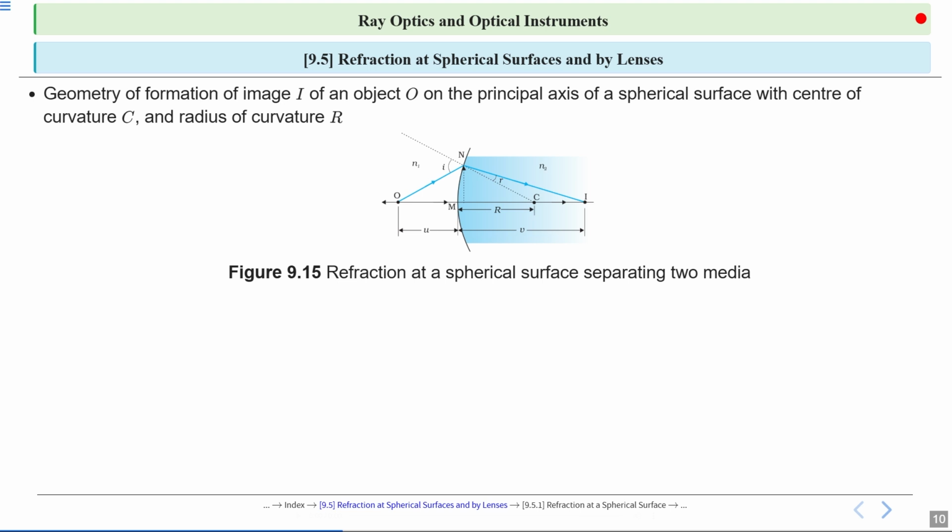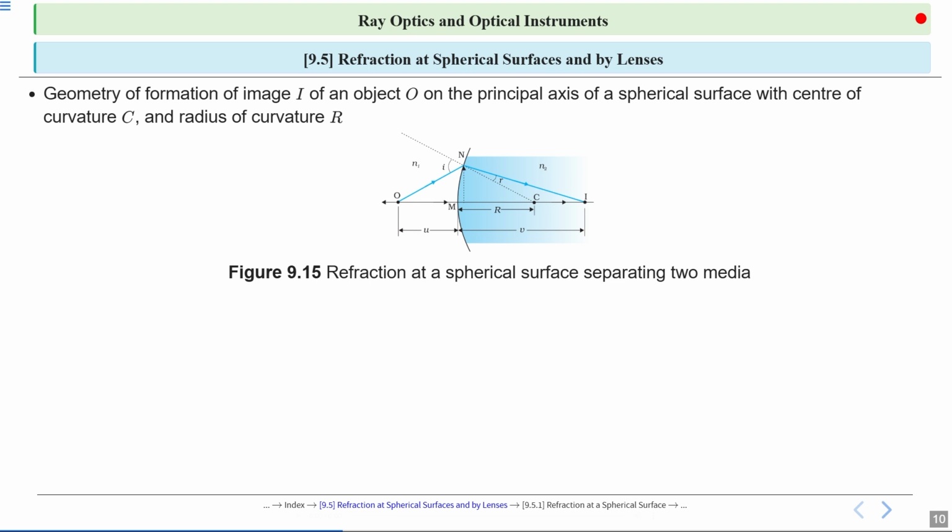Now you can see n2 is the denser medium and n1 is the rarer medium. So the incident ray will bend towards the normal. The angle between the refracted ray and the normal is the angle of refraction. This refracted ray will meet the principal axis at one point, which is the image. This is u, the object distance from the pole of the spherical surface, and this is v, the image distance from the pole of this spherical surface.